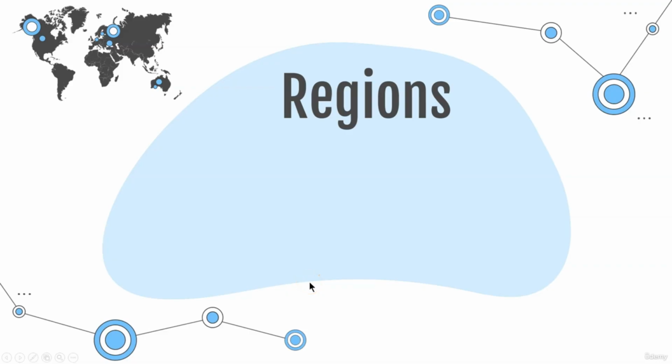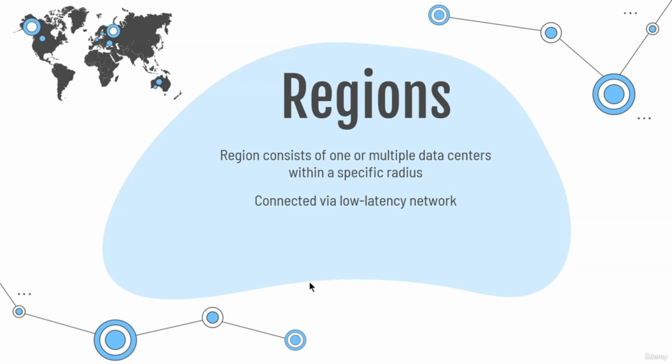In this lecture, we want to talk about the regions as well as the so-called availability zones, and also how the data centers fit into these regions and availability zones. First of all, let's start with the region. This is of course a region on our globe, and it consists of one or multiple data centers within a specific radius. This can be, for example, West Germany or East US, and in these regions we have different data centers connected via a low latency network.